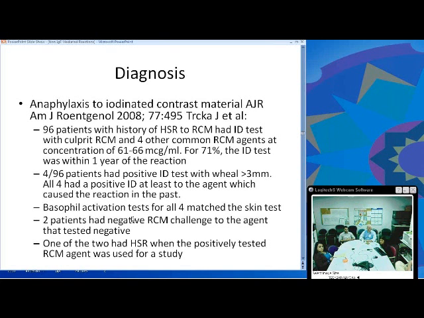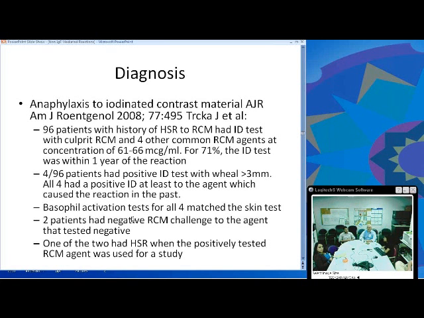They then, after the intradermal test, had a basophil activation test done, and for all 4 of them, it matched the skin test, so it was positive. So 2 of them had a negative radiocontrast challenge to the agents that had tested negative, so they were challenged with something that they tested negative for. And one of the 2 also received the radiocontrast media that they tested positive for, which I don't know why they would have given it to that patient since he tested positive, but he received it, and that patient did have hypersensitivity reactions again.